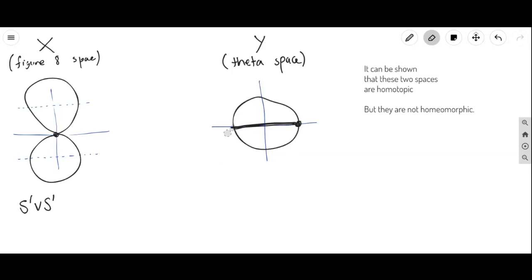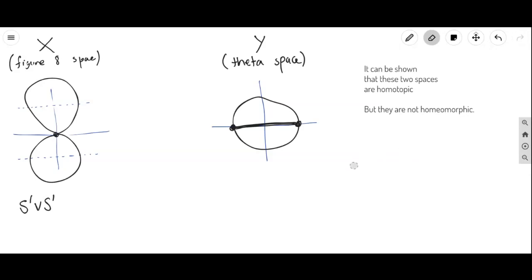Whereas this space, it does not matter which, like if you remove this one, it's still connected because it's connected over there. So it does not matter where you remove a point, the space will always be connected. But this space is not, this space will no longer be connected after you remove a single point. Okay, so that's why they're not homeomorphic.